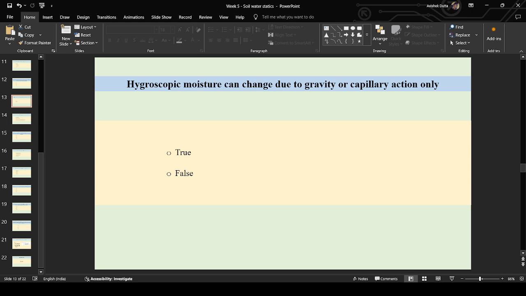Hygroscopic moisture can change due to gravity or capillary action only. Is the statement true or false?